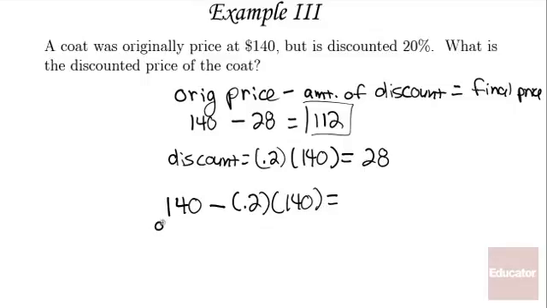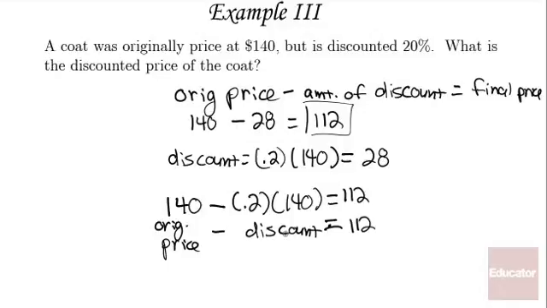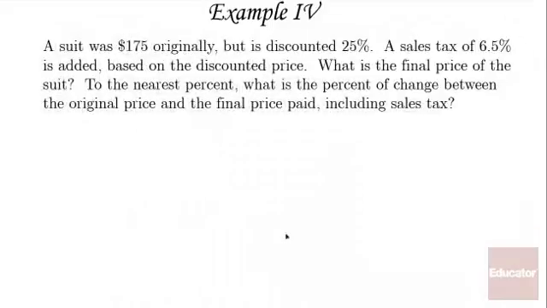And this is, again, the original price minus the discount. And that gives me the final price, which is $112. So this is quicker than doing two separate equations. Either way will work, but it's always nice to know the most efficient way to go about something.